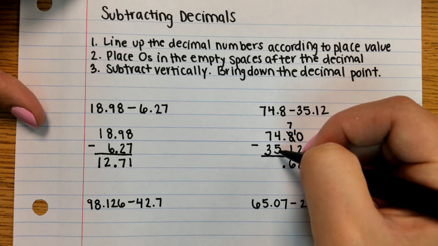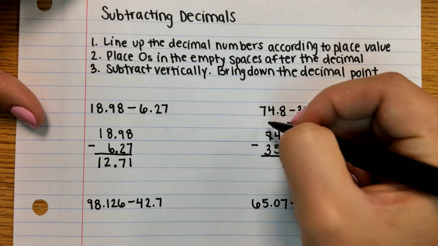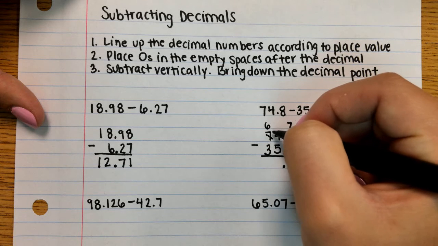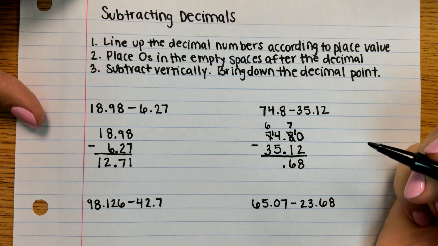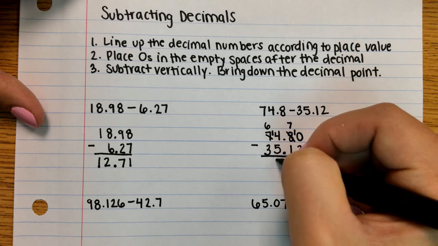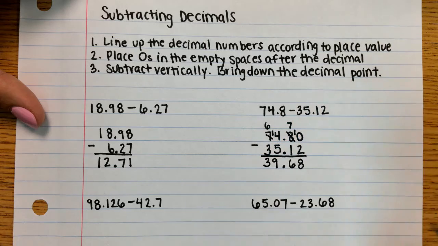4 minus 5 I can't do because 5 is bigger than 4. So I'm going to borrow from 7. 7 becomes 6. The 4 becomes 14. Now I can subtract. 14 minus 5, 9. 6 minus 3, 3. So I get 39.68.